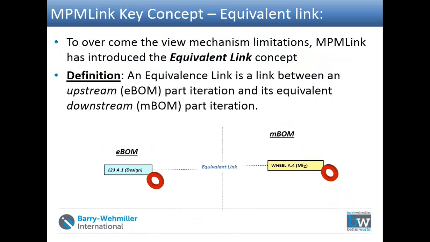So for this purpose, to overcome the view mechanism, PTC has introduced the MPMLink with the equivalent link, which creates the link between the engineering part and the manufacturing part. What we mean by equivalent link is the link between the upstream, that is the engineering BOM part iteration, and its equivalent downstream, that is the manufacturing part iteration. This is the basic concept behind using the MPMLink for converting E-BOM to M-BOM.